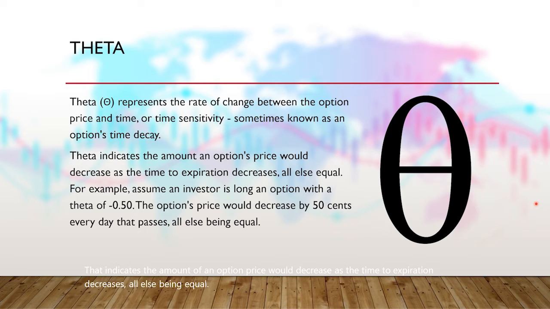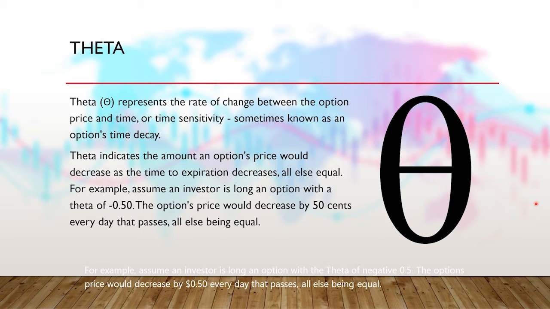For example, assume an investor is long an option with a theta of negative 0.5. The option's price would decrease by 50 cents every day that passes, all else being equal.